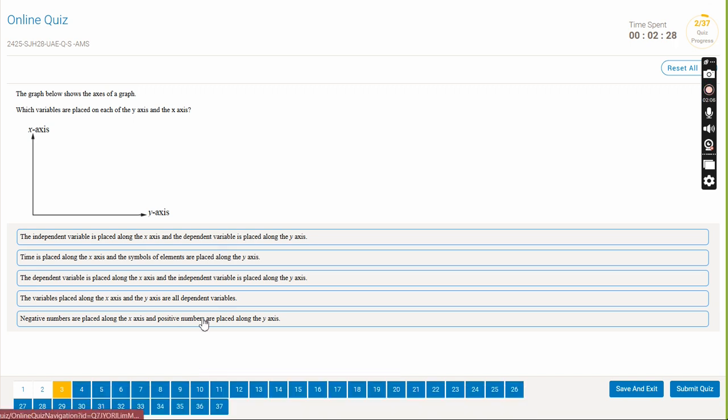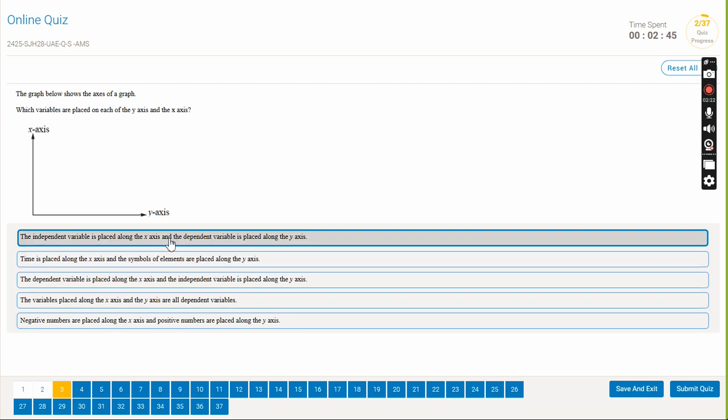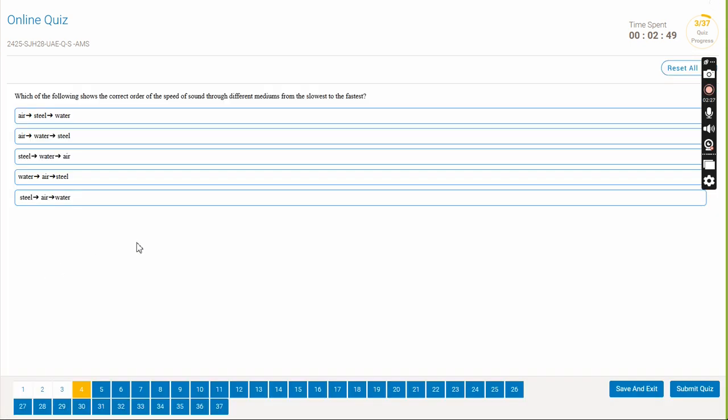Okay, in this one, what you have to look at is the independent and the dependent variables. Keep in mind that the x-axis is the independent variable, the one that you're controlling, and the dependent variable is what you're seeing the effect on. So the y-axis is the dependent variable, and the x-axis is the independent variable. Let's go to the next one.